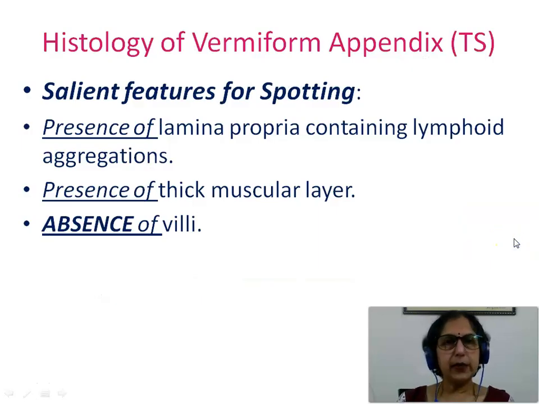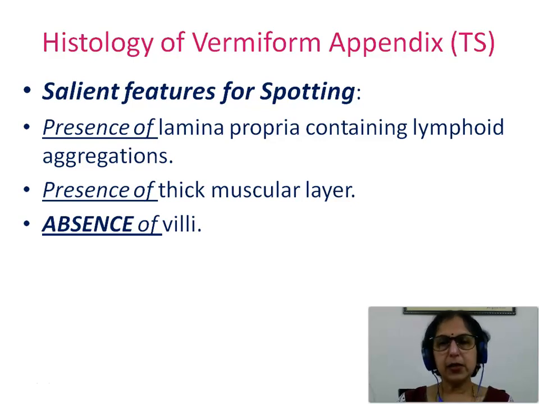The salient features for spotting for a slide of histology of vermiform appendix transverse section will be presence of lamina propria containing lymphoid aggregates, presence of thick muscular layer in the muscularis externa, and absence of villi.